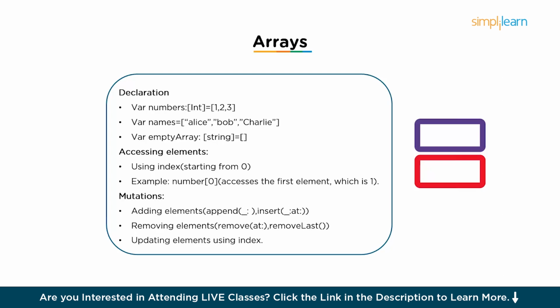We have var numbers equal to an Int array of 1, 2, 3, or else you can give names also, or an empty array also. You can access elements in an array using their index, which starts from 0 for the first element. For example, numbers[0] is referring to the first number of the array. Arrays in Swift are mutable, meaning they can be changed if they are declared using var. Here are some common ways to modify arrays, which are append, insert, remove, or removeLast.